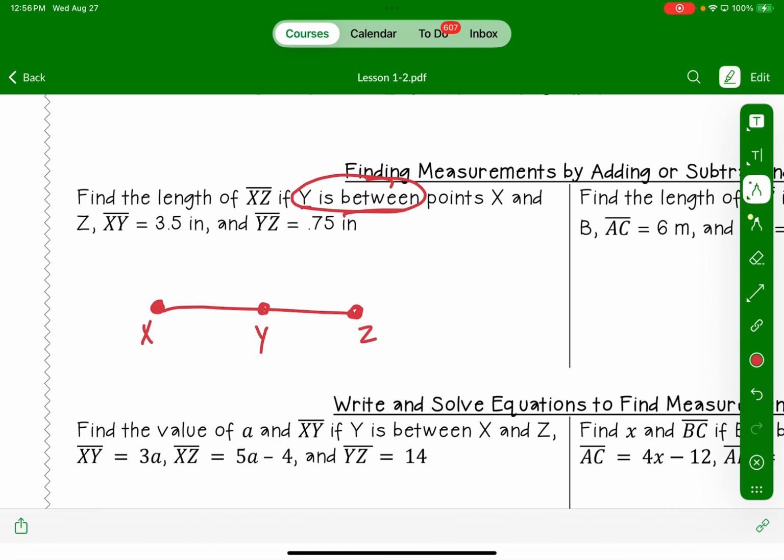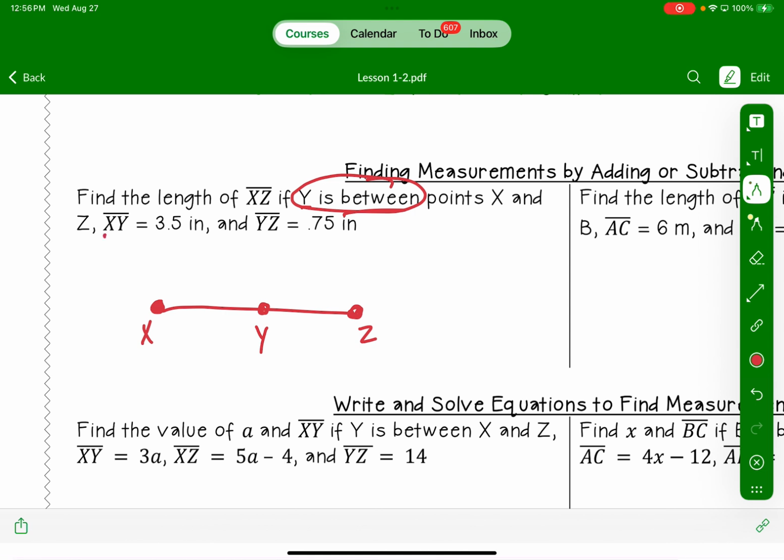So that's the first step. Notice that this is alphabetical order. That does not always happen. For these notes, I think it does, but moving forward, this is not always the case. So make sure you read very carefully. All right, now that we have this written correctly, we can start putting these measurements in.